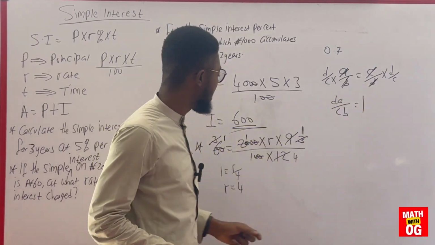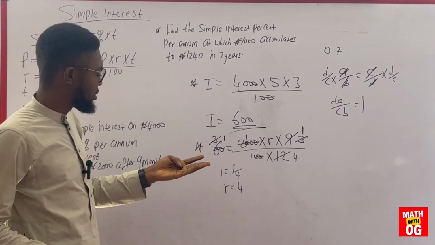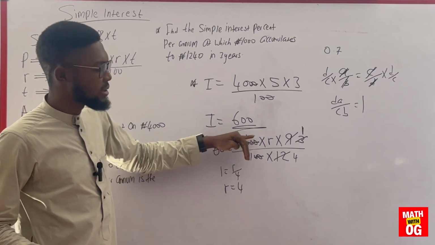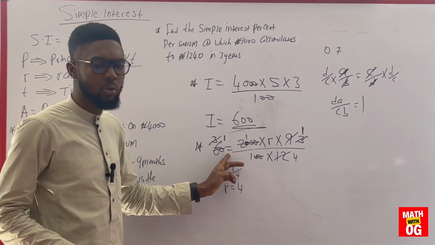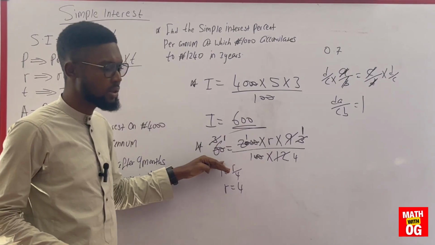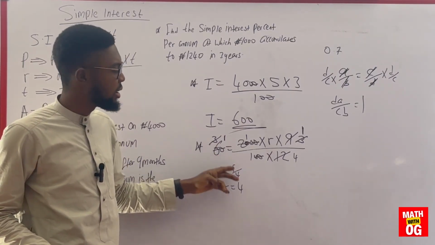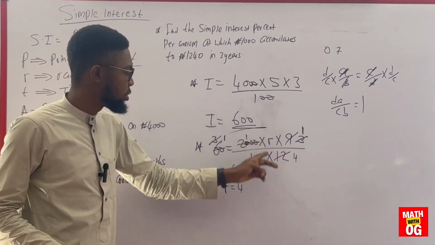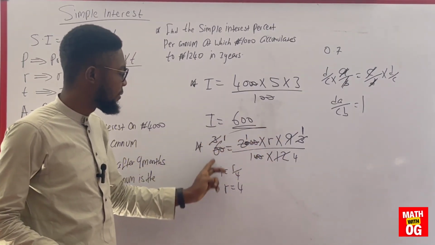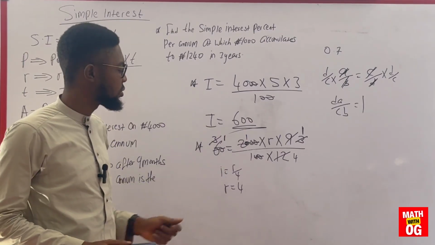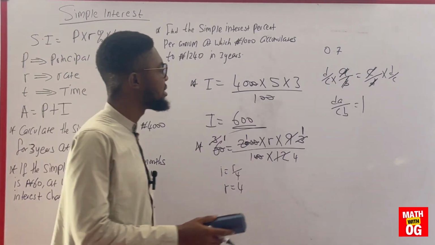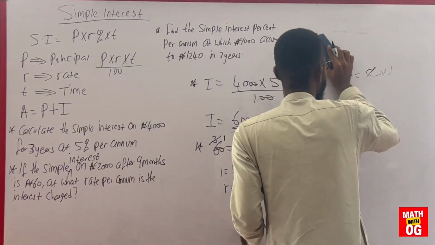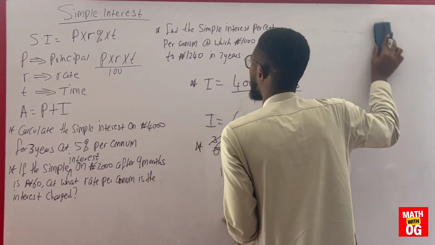So that's the whole idea behind numerator cancelling numerator if you have an equal to sign, denominator cancelling denominator if you have an equal to sign, and for a fraction, numerator cancelling the denominator. So the rate there is equal to 4. That's the answer to that question.